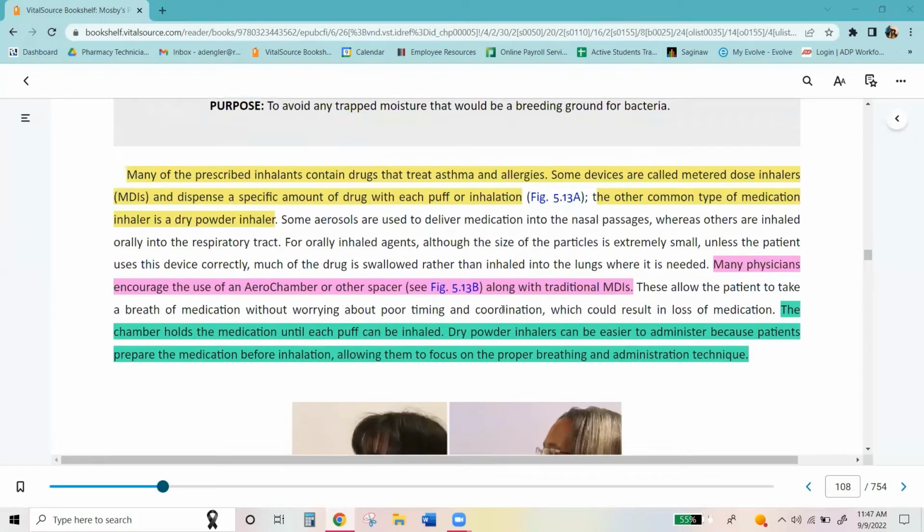Many of the prescribed inhalants contain drugs that treat asthma and allergies. Some devices are called metered dose inhalers, abbreviated as MDIs, and they dispense a specific amount of drug with each puff or inhalation. The other common type of medication inhaler is a dry powder inhaler. Some aerosols deliver medication into the nasal passages, whereas others are inhaled orally into the respiratory tract.